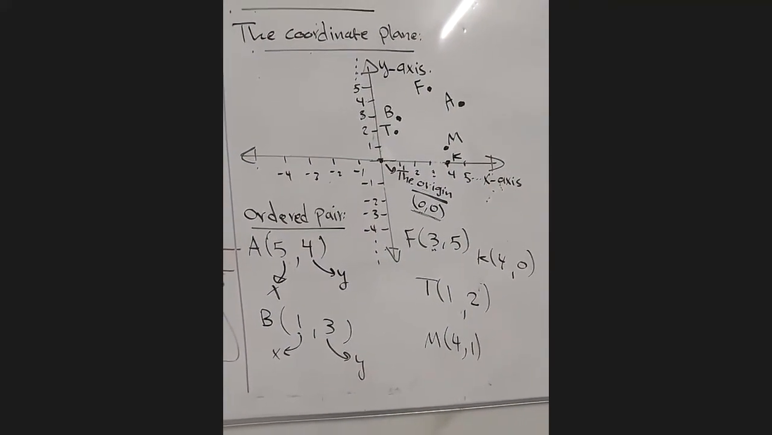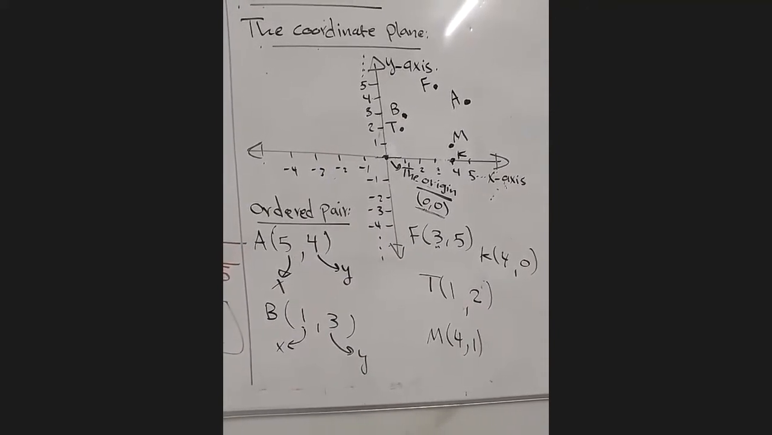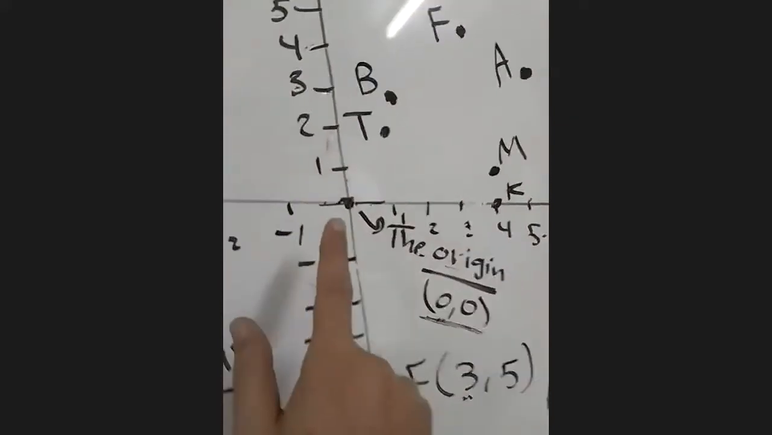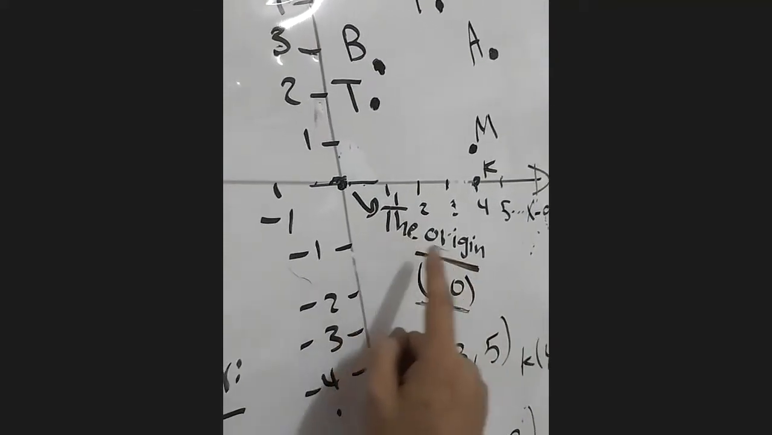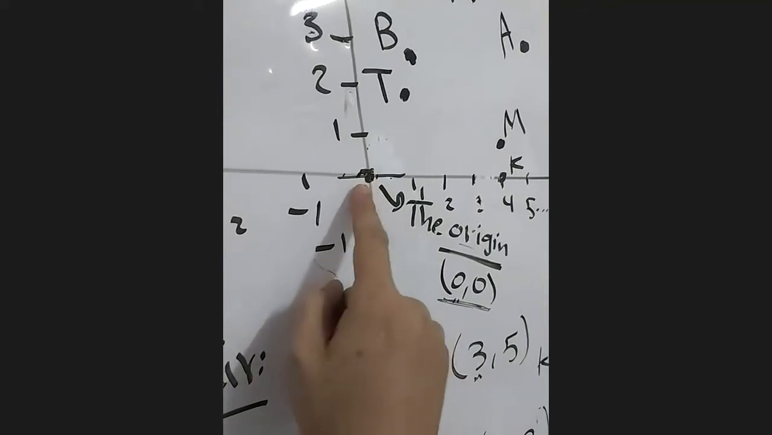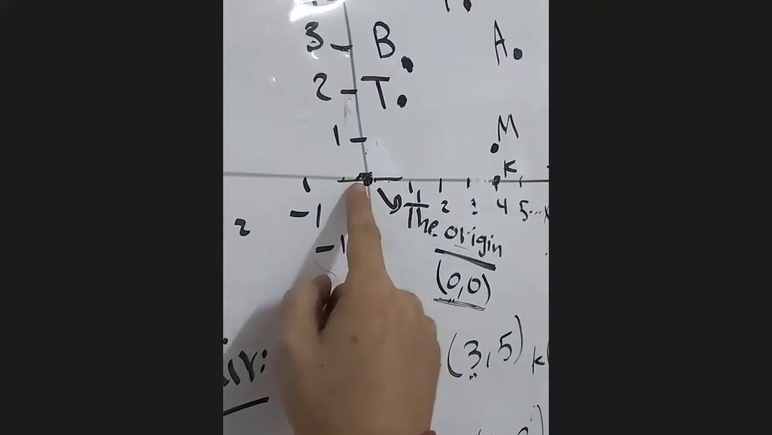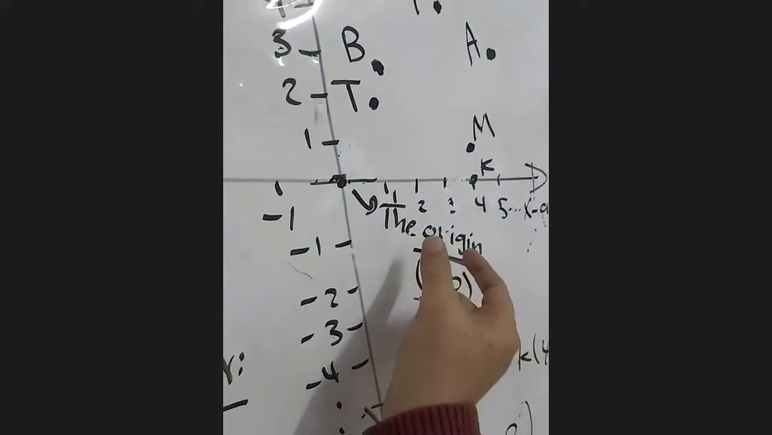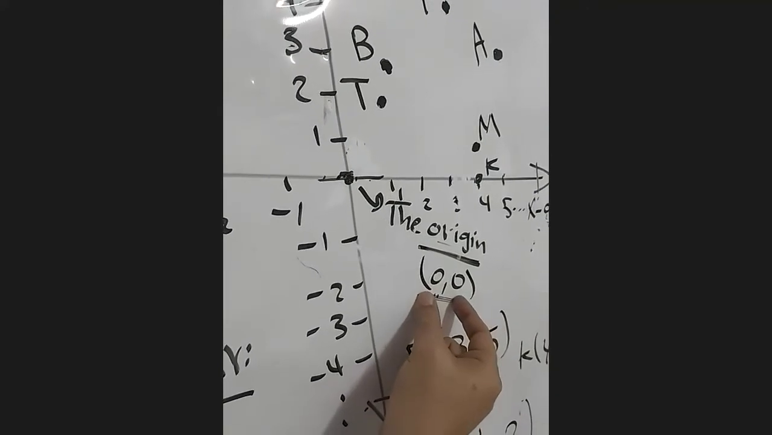Yes. If the numbers tell you 0, 0, this is 0, 0. We call it the origin, okay? This point, see it? At the middle, the intersection point, it is called the origin. The coordinates of it are 0 and 0, always, okay?